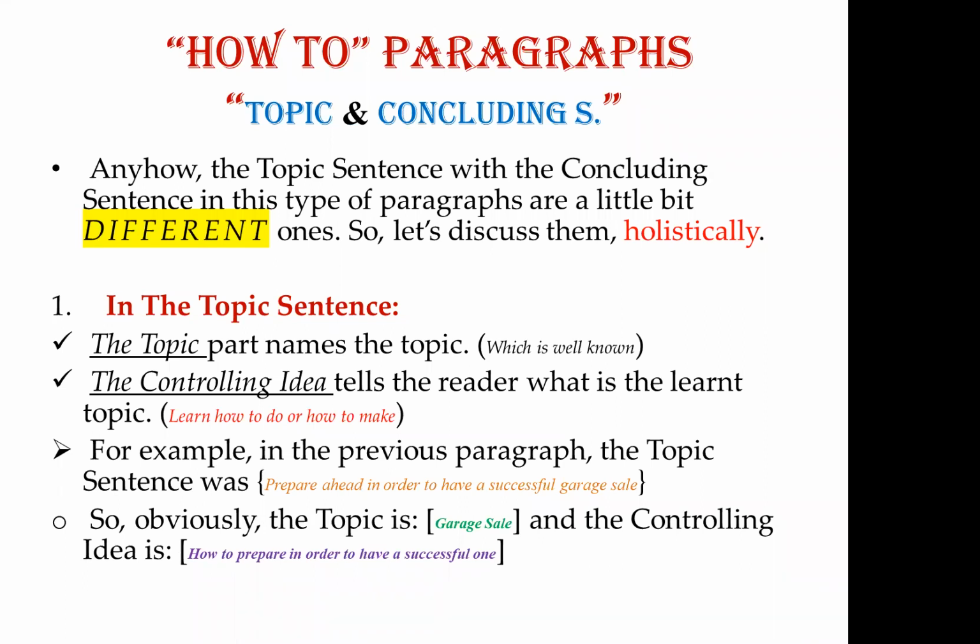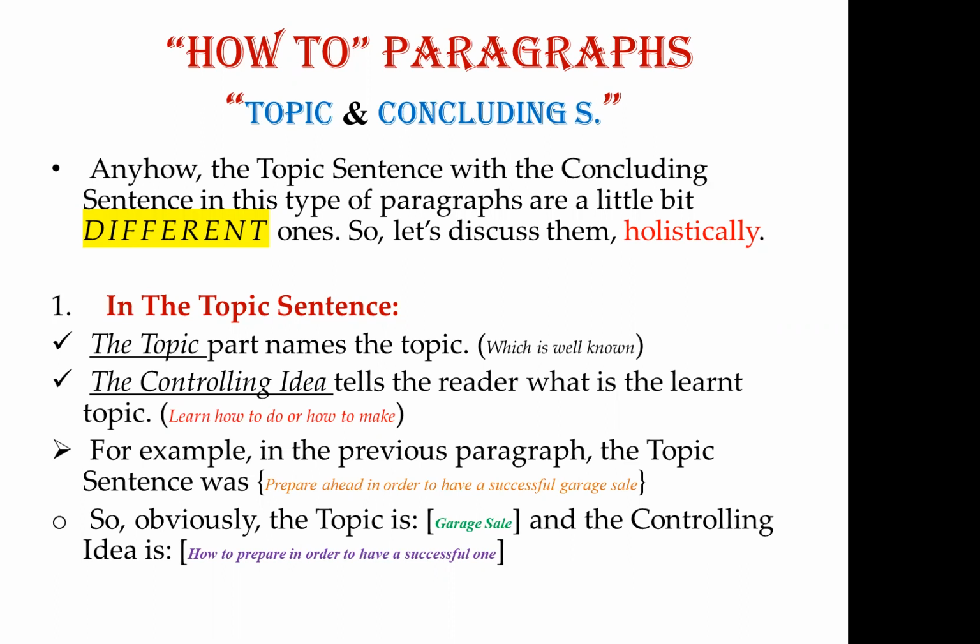In the topic sentence, if you still remember the second chapter, we said that the topic sentence consists of two things, the topic and the controlling idea. The topic part names the topic, which is well known. It is the same as in chapter 2. We said that the topic names just the topic or the title. The controlling idea tells the reader what will be learned.